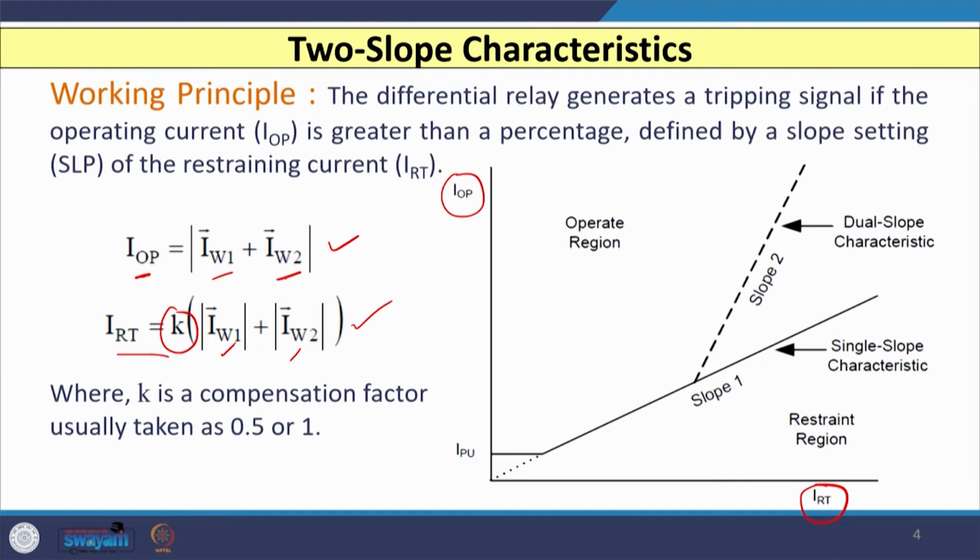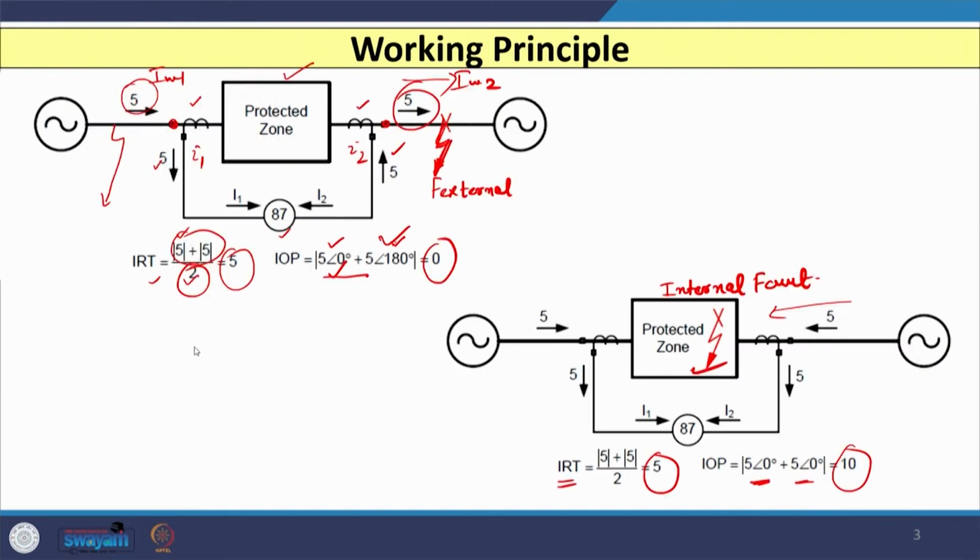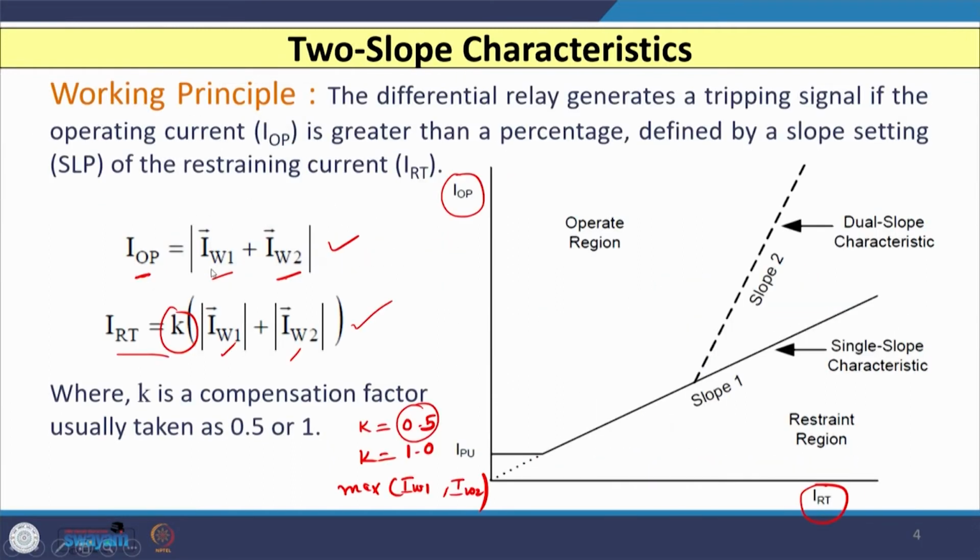And this k you can consider either 0.5, you can consider as 1, or you can also consider max of either IW1 and IW2. So, 3 possibilities are there, but most of the utilities will consider k as 0.5. So, that is why this 2 1/2 comes here. However, the third case is also possible depending upon the application.